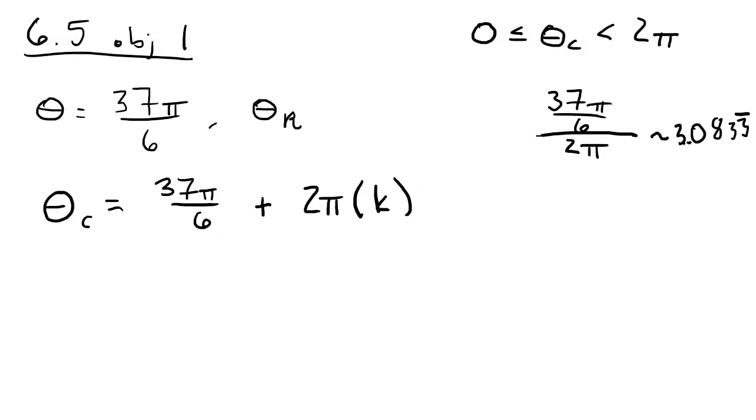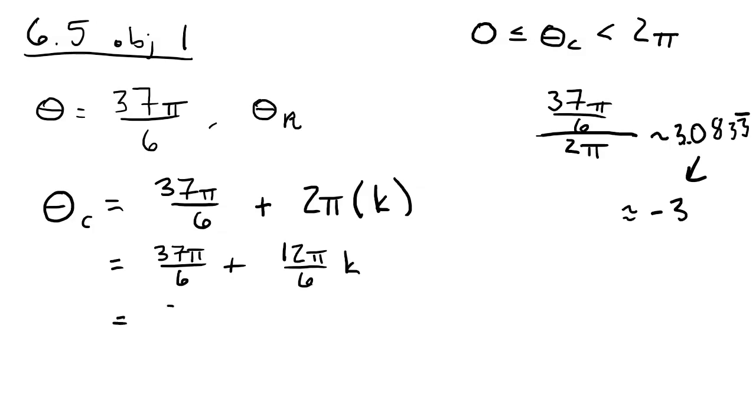So now that we have this answer, we know that our k is going to be -3. So let's plug that in and see what that is. First, we want to put 2 pi in terms of this fraction, 6. So that is going to be 12 pi over 6 times k. And then we're going to plug in -3. So this is going to be 37 pi over 6 plus 12 pi over 6 times the -3. And here I hope you can see that 12 times -3 is going to be -36.